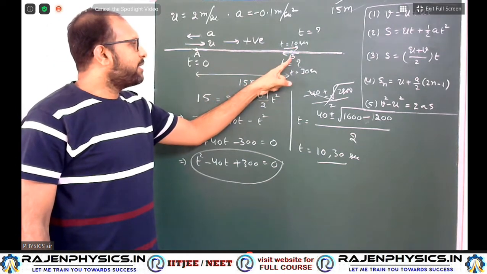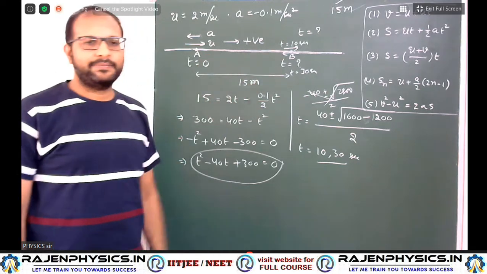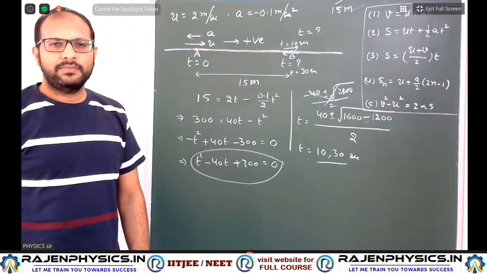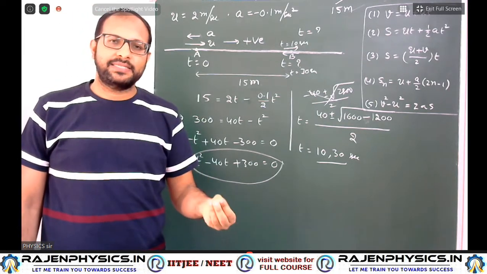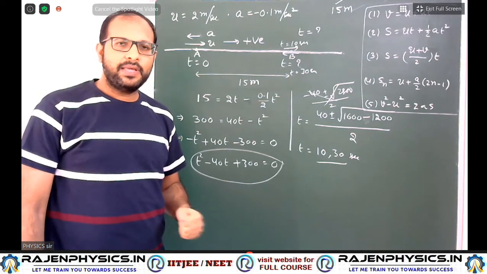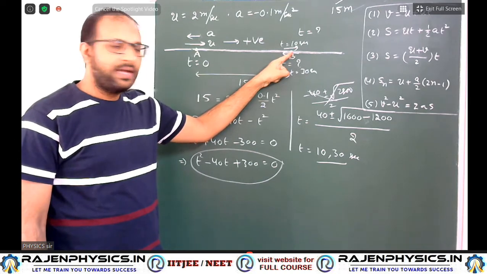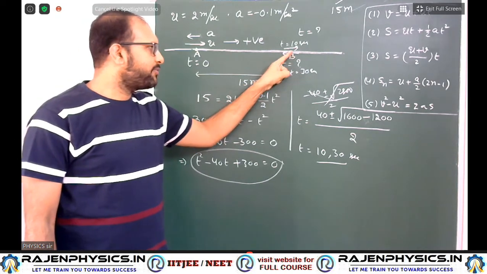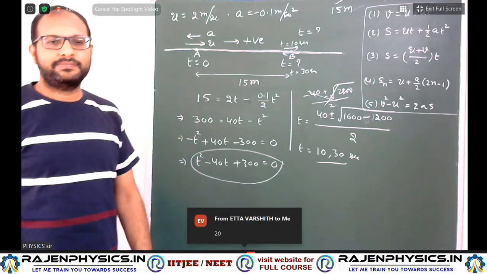At the point number B, that is at 15 meters from the A on this side. Within how many seconds does it reach the point B again? Because at t equal to 10 seconds, body is at point B. At t equal to 30 means from here to here. What is the time interval?